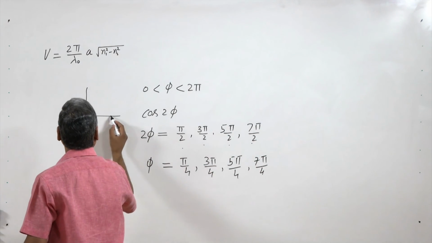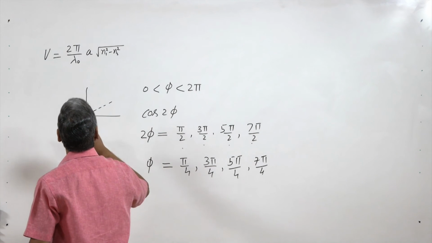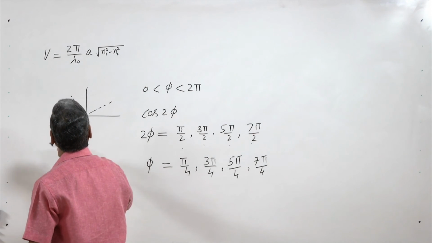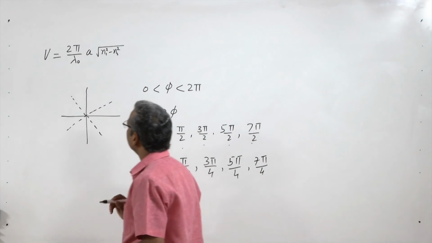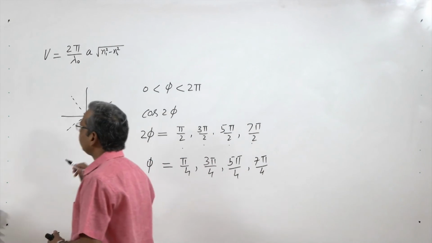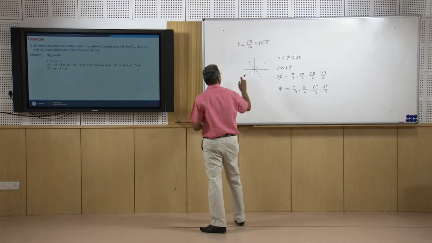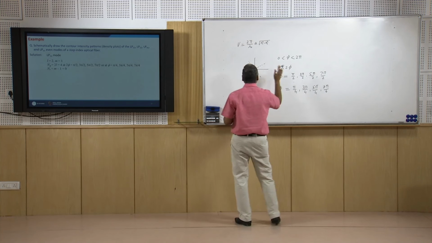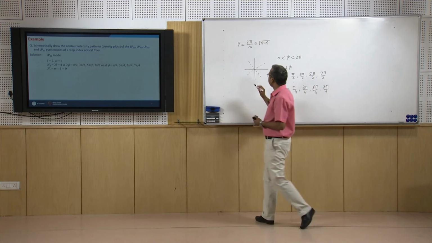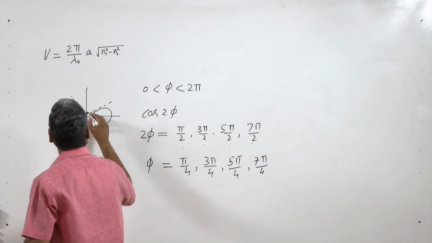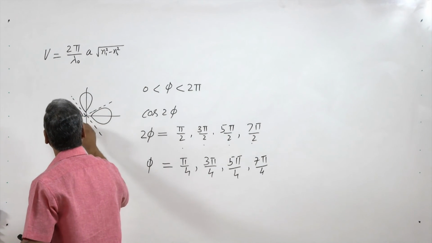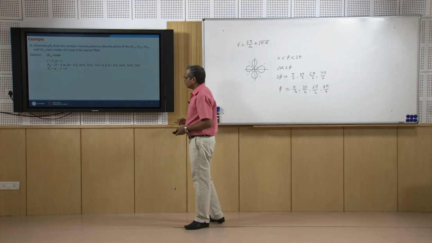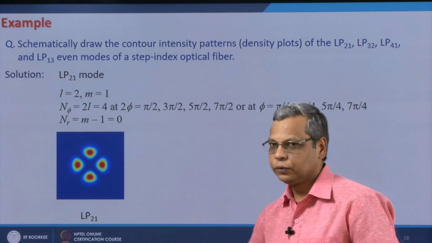So, here you have 0, this is pi by 4, this is 2 pi by 4, this is 3 pi by 4, 4 pi by 4, 5 pi by 4, 6 pi by 4 and this is 7 pi by 4. So, here you have 0 and in between you will have the intensity, and m is equal to 1. So, there would not be any 0 in r direction except a 0 at r is equal to 0. So, you will have intensity something like this. So, this is how you will plot the intensity. So, this is how it would look like.